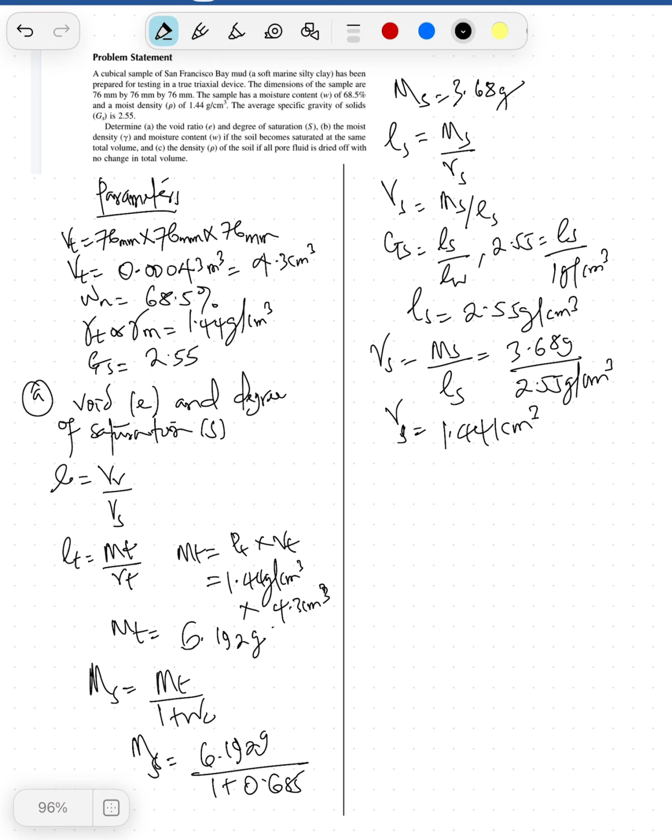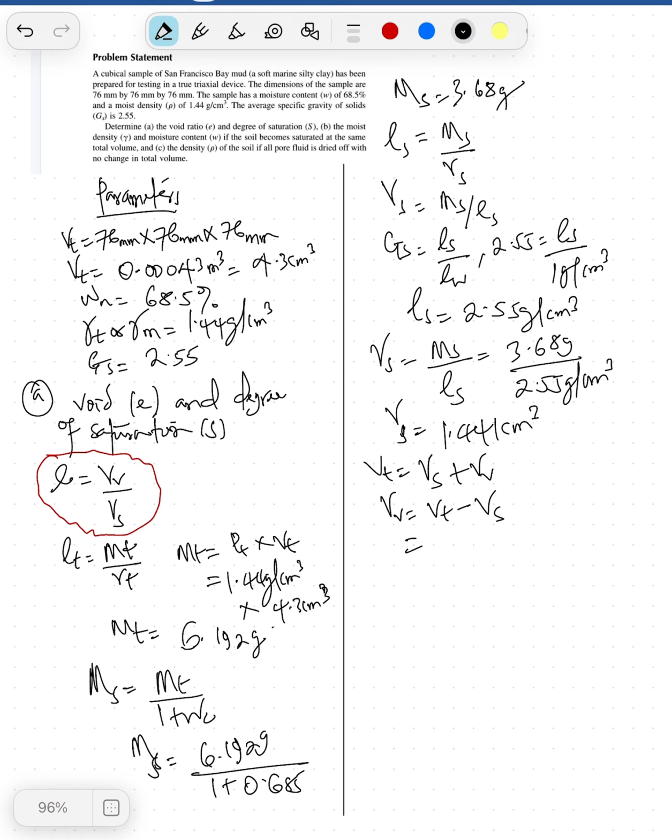So what else do we need? We need the volume of void in our equation for void ratio. So this is the equation for void ratio, and we already know the volume of solid. So what else do we need? We need the volume of void. And we know that total volume equals volume of solid plus volume of void. So volume of void equals total volume minus volume of solid.